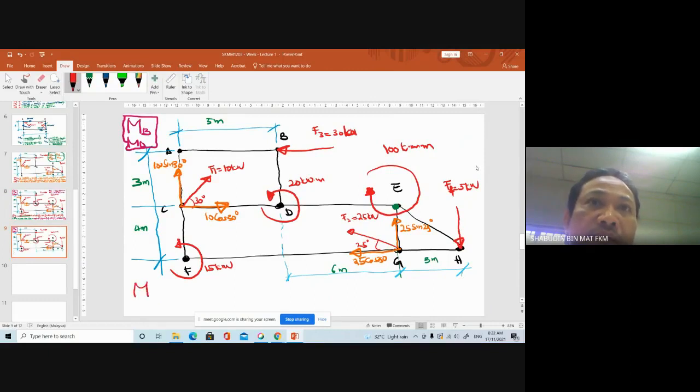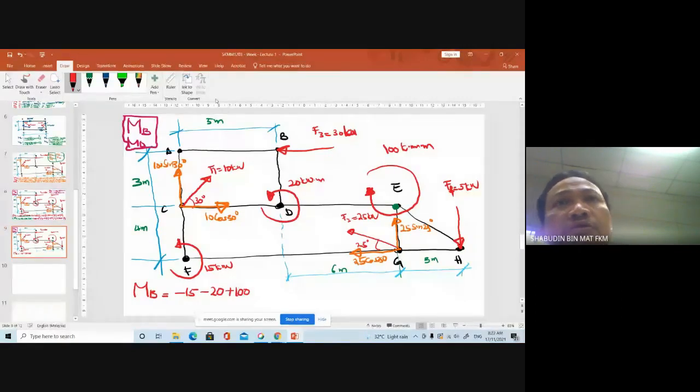Moment at point B is equal to the sum of all those forces: negative 15, minus 20, plus 100. All this is the component of the moment, the moment already. Multiply by the distance there, everything goes to zero. And the way we mark it, because you don't understand the principle of the moment. If you do that, I don't think my student will do that. Okay, don't do that for me.